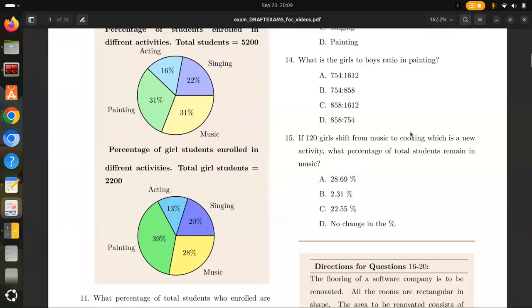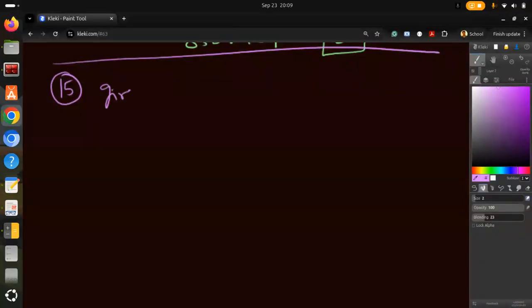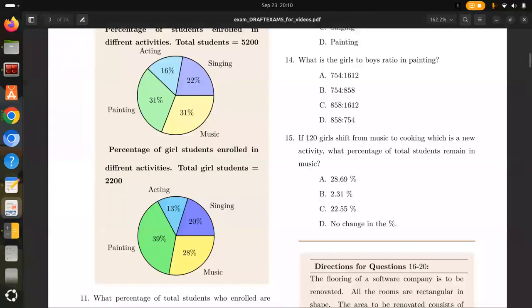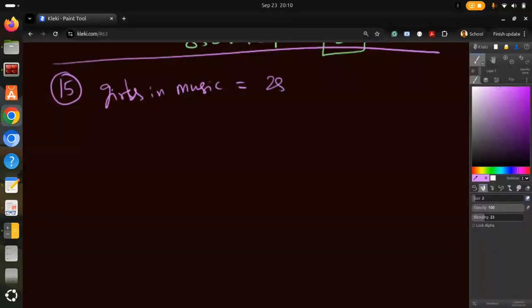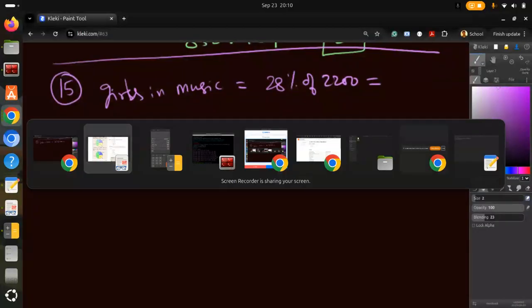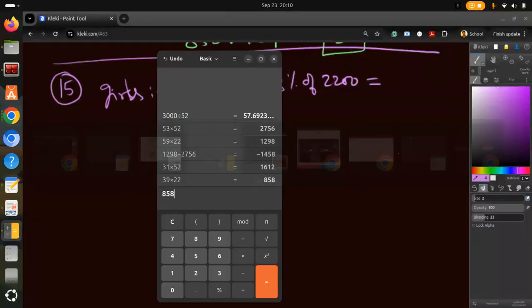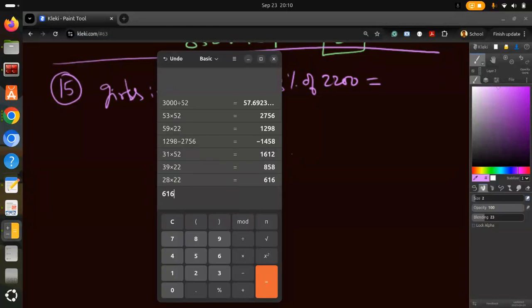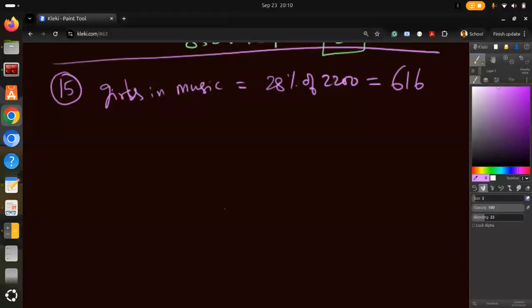So, if 120 girls shift from music to cooking, what is the new activity? What percent of total remains in music? Now the question is how many girls are there in music? How will we know? So look at this pie chart of music. Music is 28% and the total is 2200. So 28% of 2200, which will be 28 into 22, which comes to 616. Okay, 616 girls are in the music.